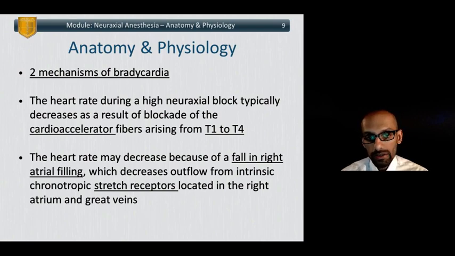Secondarily, you can get cardiac accelerator fiber ablation if you get a really high spinal all the way up to T1, because the cardiac accelerator fibers come from T1 to T4. And then lastly, if you're treating someone that's currently in pain and you take away their pain, and consequently their circulating catecholamines, their heart rate might slow down. They might not become overtly bradycardic, but that's a third mechanism that logically would arise from treating ongoing pain.